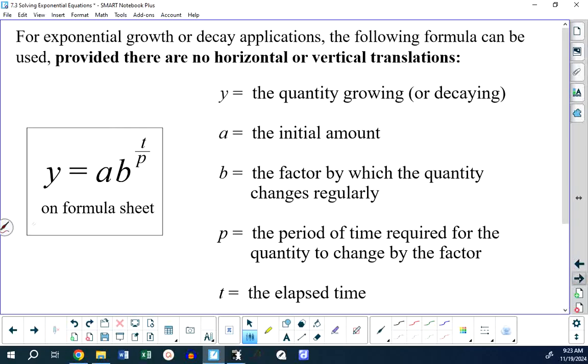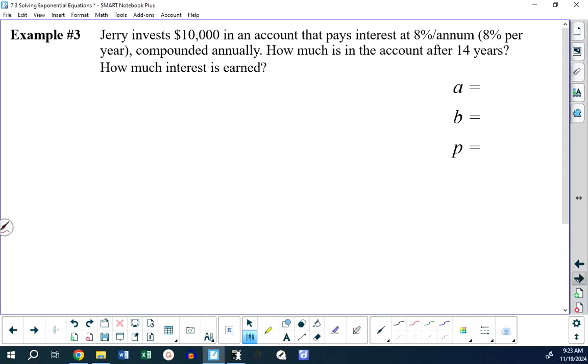I've explained that. So, this is nothing new. I've just copied the same thing from the previous lesson and put it here. We know all of this. Jerry invests $10,000 in an account, and the account is advertising that it pays interest at 8% per annum, compounded annually. Now, in the future, I will no longer need to tell you that that's what that means. When you see 8% / annum or 8% / A, it means an annual interest rate. The fact that it's compounded annually, everybody, means the period of time is 1 year.